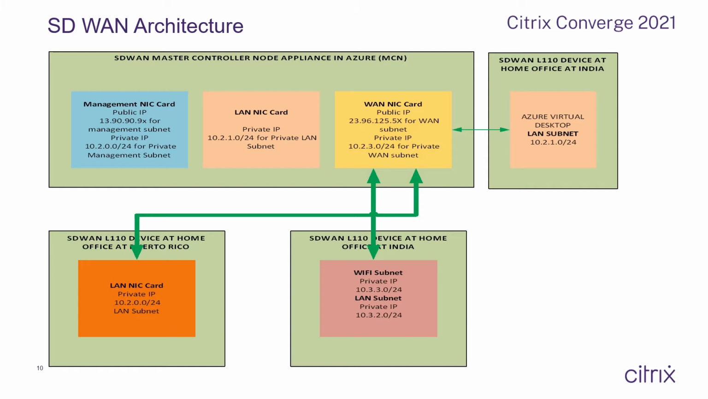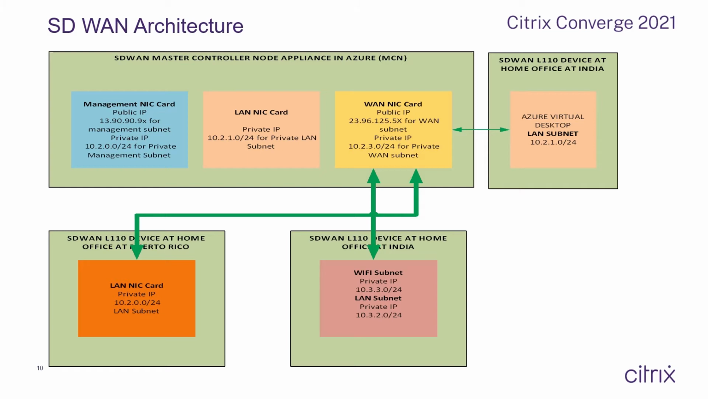We have assigned the management NIC card to the management subnet of the Azure VNet. The NIC card marked for LAN has been associated with the LAN subnet of the Azure VNet. The NIC card marked for WAN is associated with the WAN subnet of the VNet. The license assigned to this MCN appliance is a BYOL license, that is, the bring your own license model. We have applied the license through the licensing tab in the device management console.